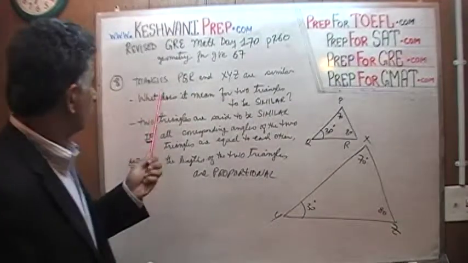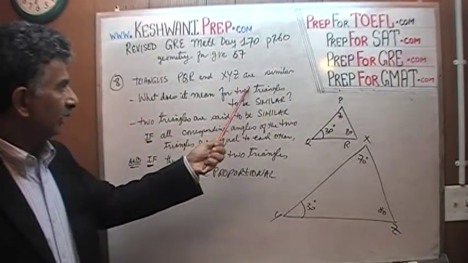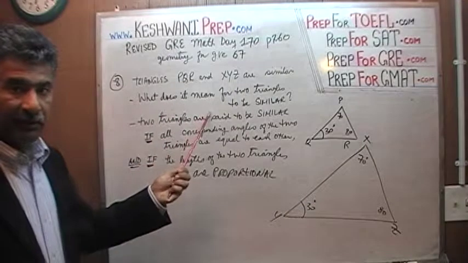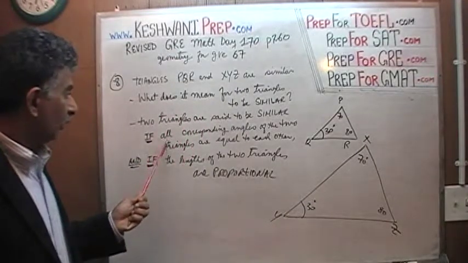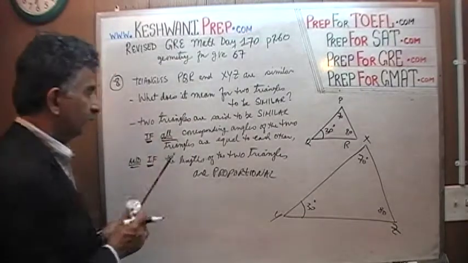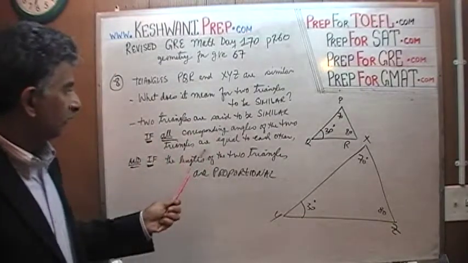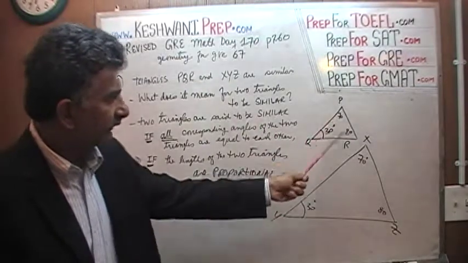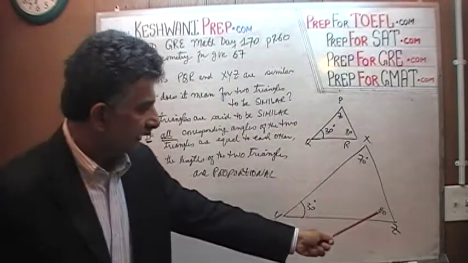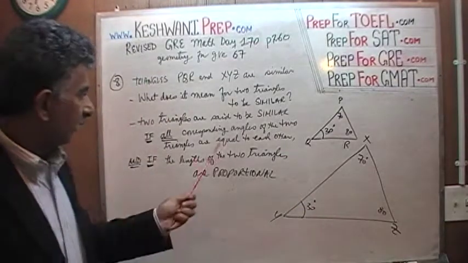So, what does it mean for two triangles to be similar? Well, two triangles are said to be similar if all the corresponding angles of the two triangles are equal to each other, as we see here. This is 30, this is 30. That one is 70, that one is 70. This is 80 and that's 80. All the corresponding angles are equal.